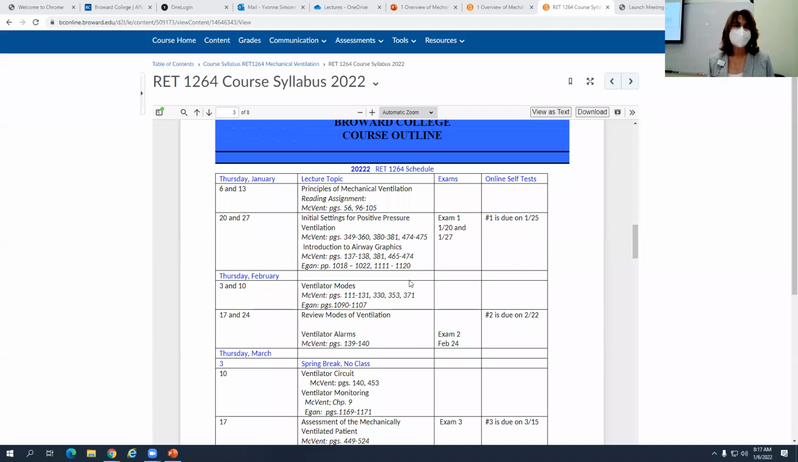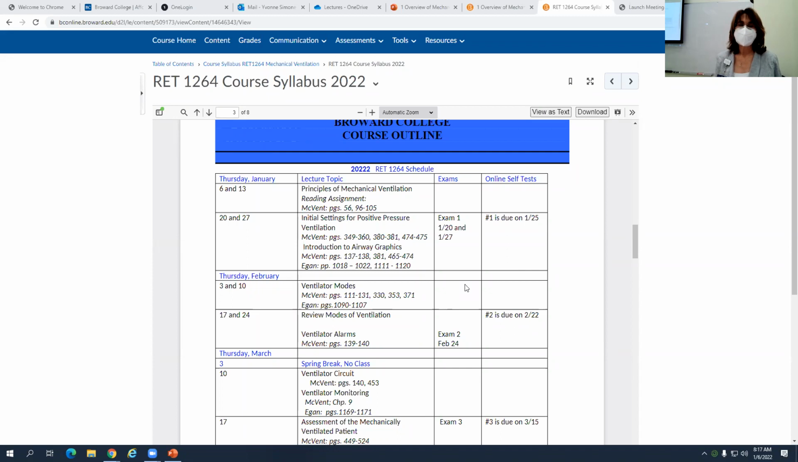And then this is a list of all of our lectures and what we will be discussing. So this week and next week are just lectures. And then on the 20th, you take part of the exam. And on the 27th, you take part of the first exam.